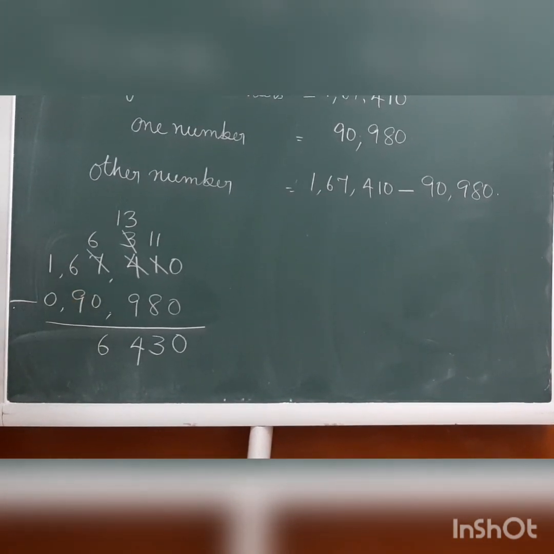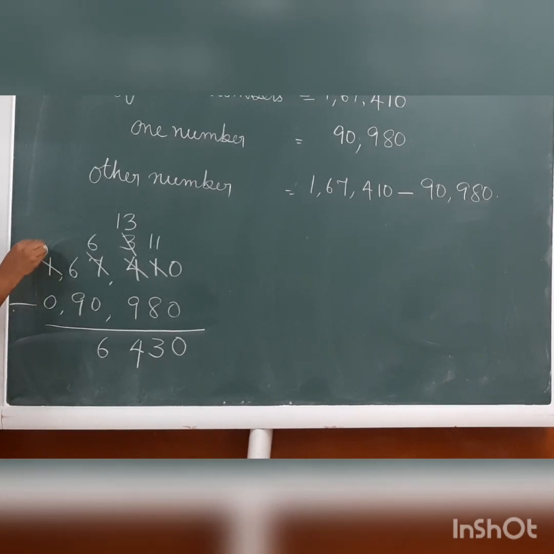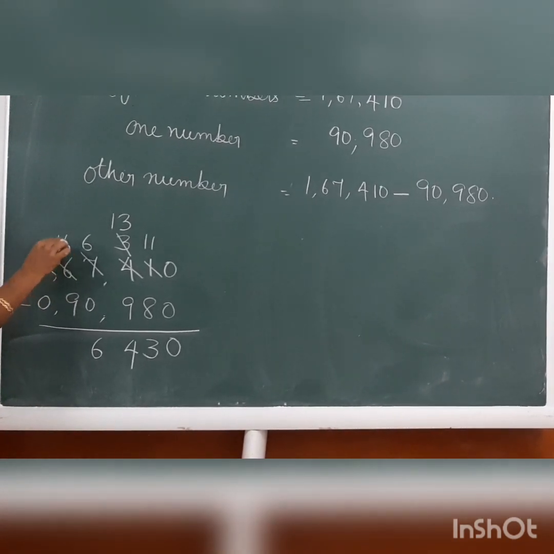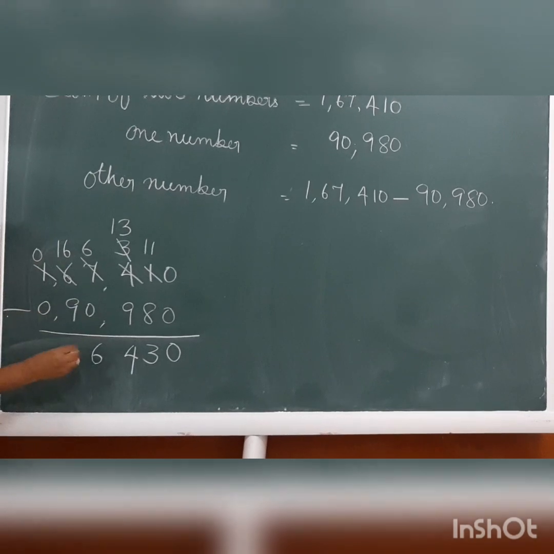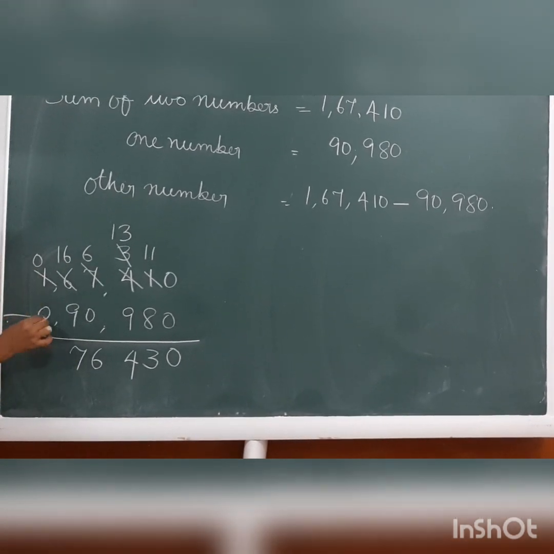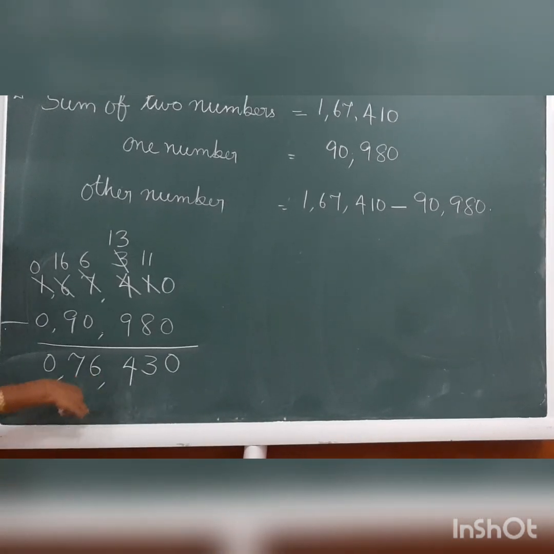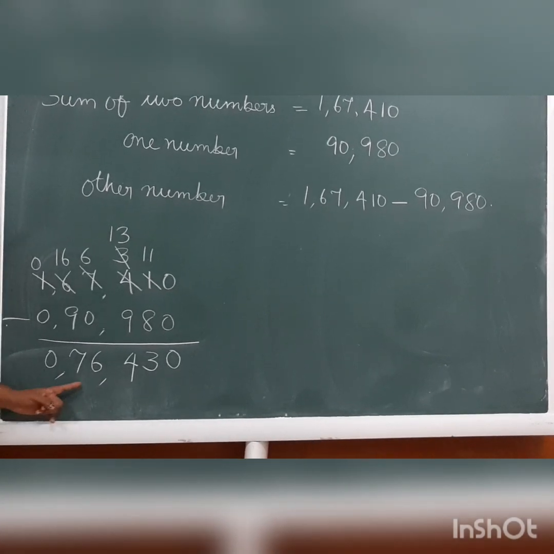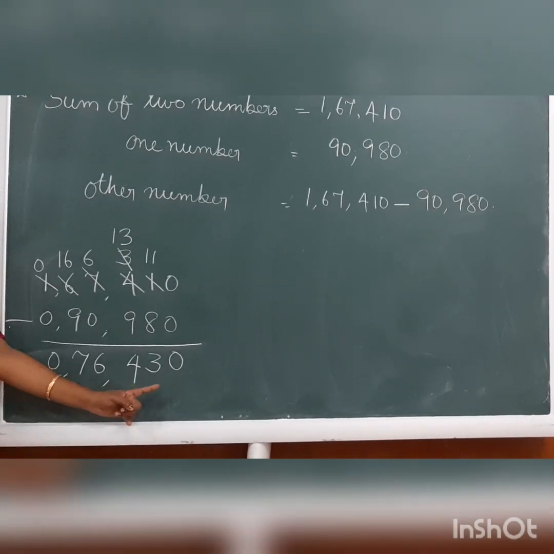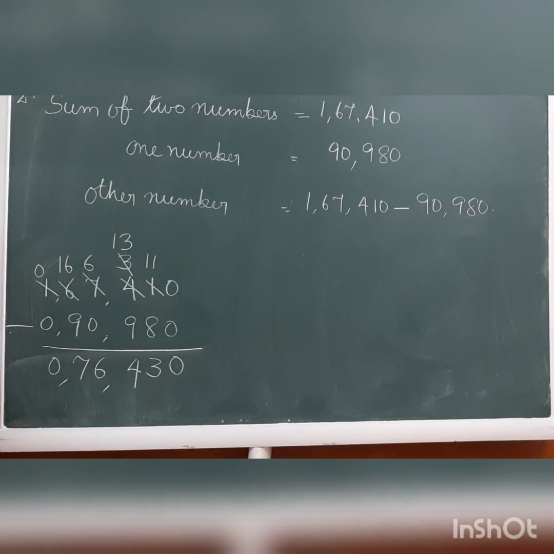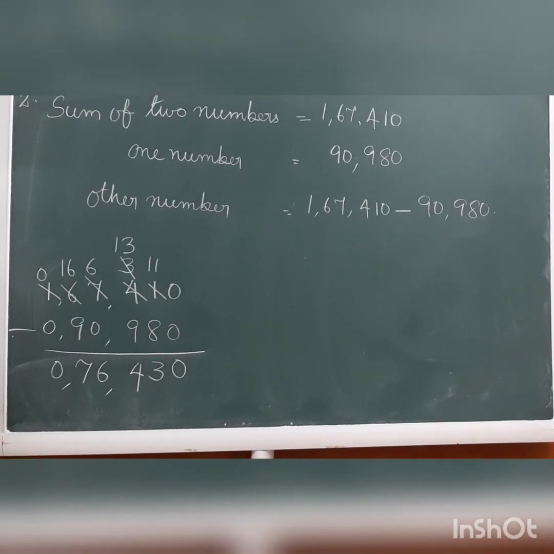6 minus 9 is not possible. So, here it will be 0 and it will be 16. 16 minus 9 is 7. 0 minus 0 is 0. So, our answer is 76,430. So, the second number is 76,430.